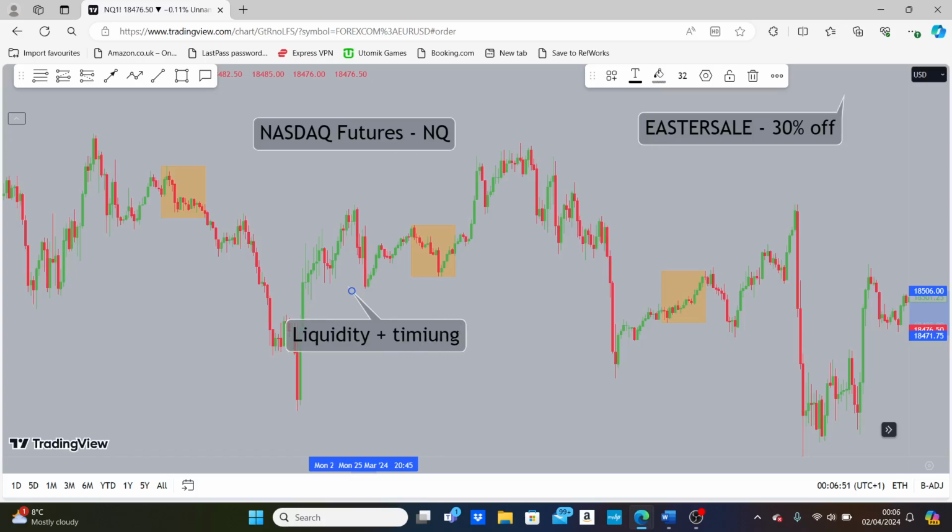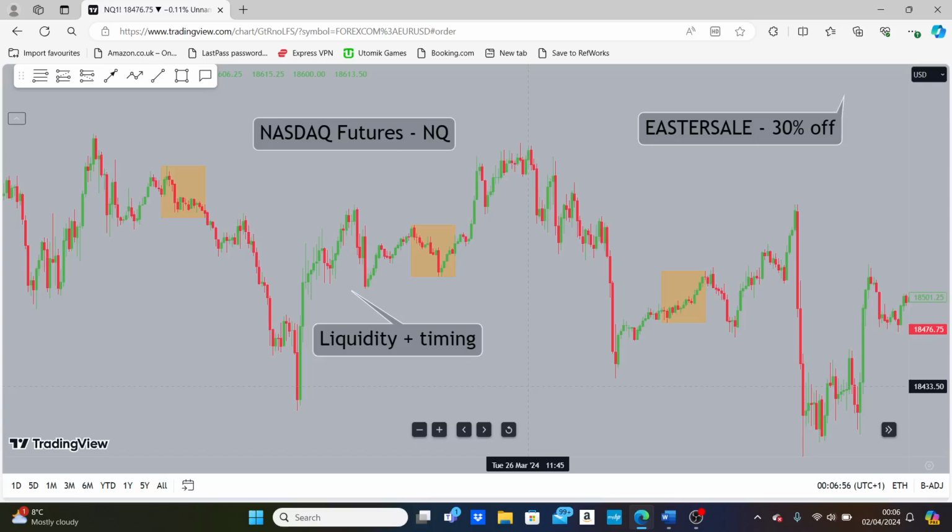These are two of the key aspects of ICT trading when it comes to futures, forex, indices, or whatever market you're looking at. When it comes to ICT, we often want to pair price with timing, and we're going to be looking at liquidity pools and pairing them with specific times of the day.